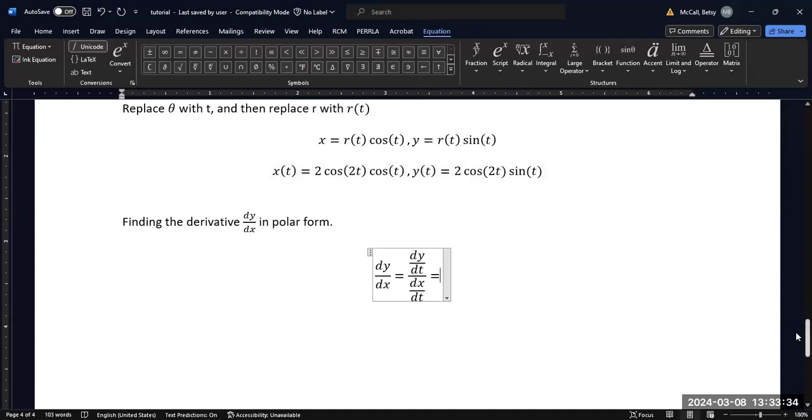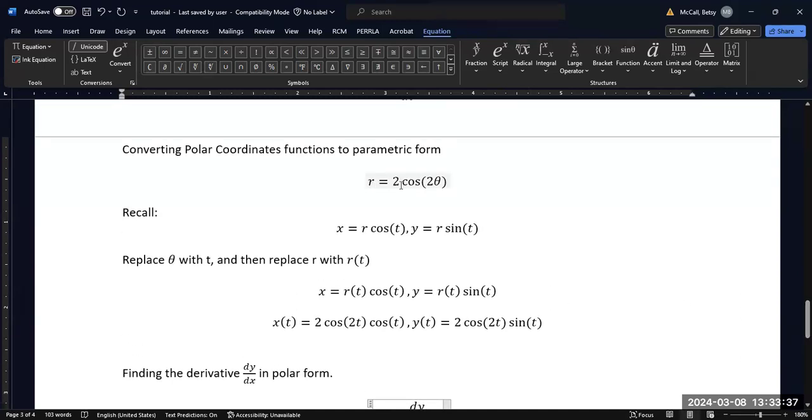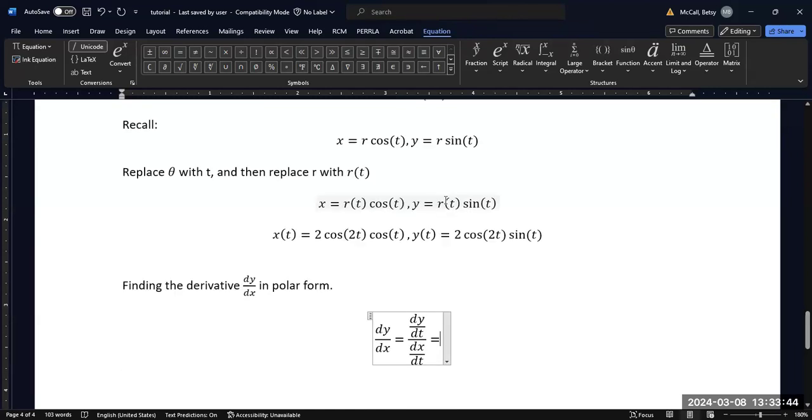So our example here that we had was for the polar curve 2 cosine 2 theta, and we came up with this general relationship. And for that specific function, we replaced r in our r cosine t for x with r as a function of t times cosine t, and then r as a function of t times sine t for the y coordinate. And so it is these representations that we're going to use to derive this formula.